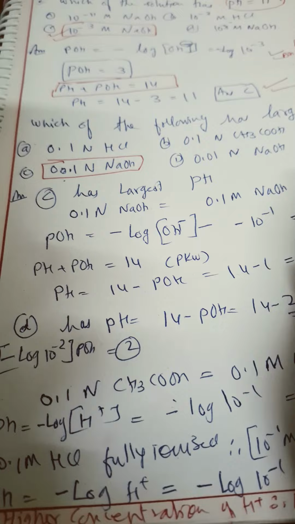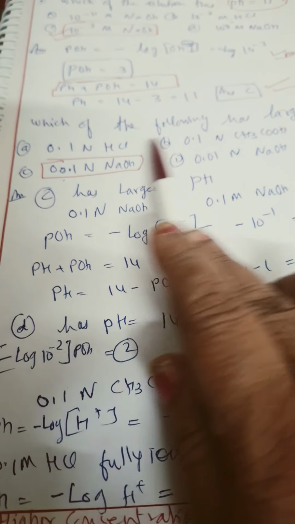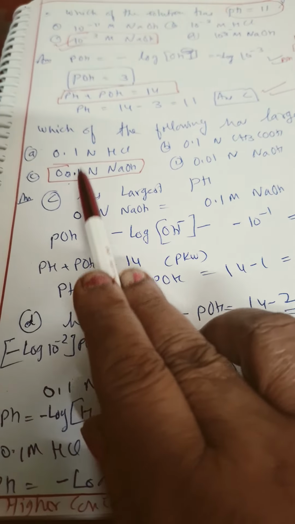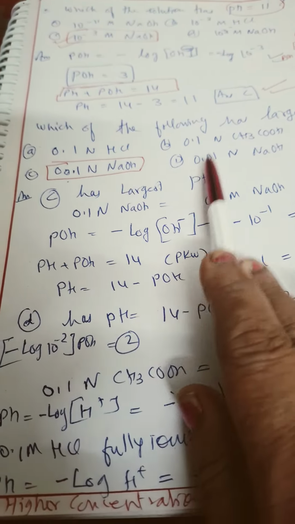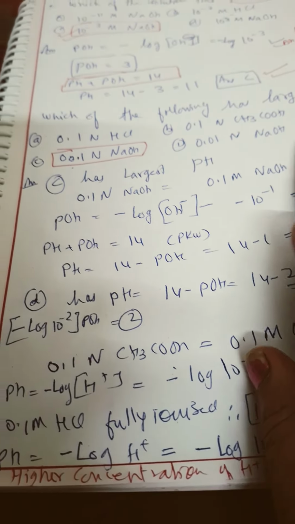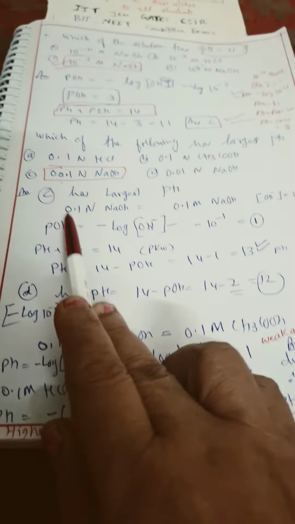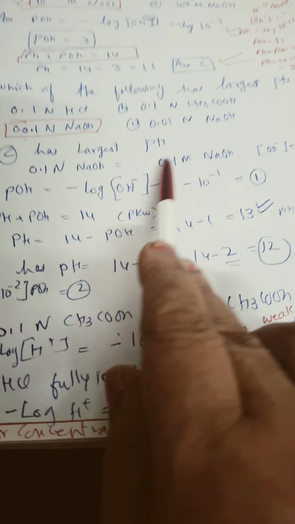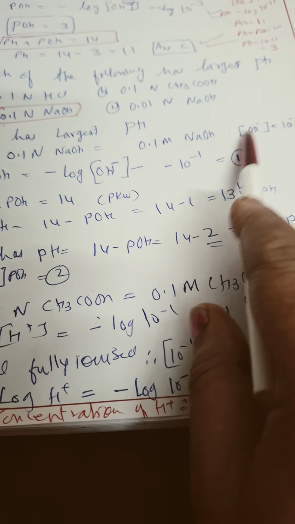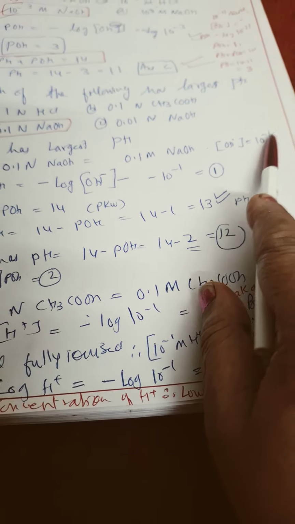Now, which of the following has the largest pH? 0.1 N NaCl, 0.1 N acetic acid, 0.1 N NaOH, or 0.01 N NaOH. So C has the largest pH. Why have I selected this? 0.1 N NaOH is equivalent to 0.1 M NaOH. That is, the OH ion concentration is 10 to the power minus 1.